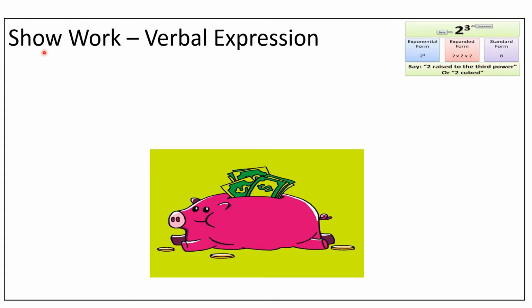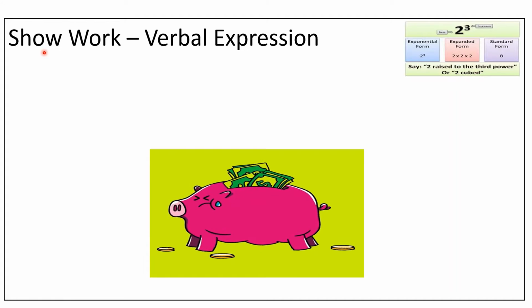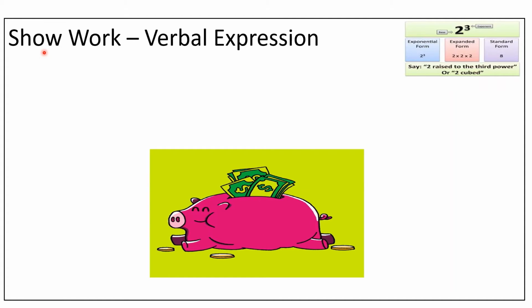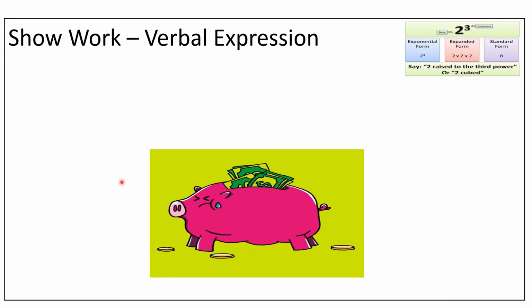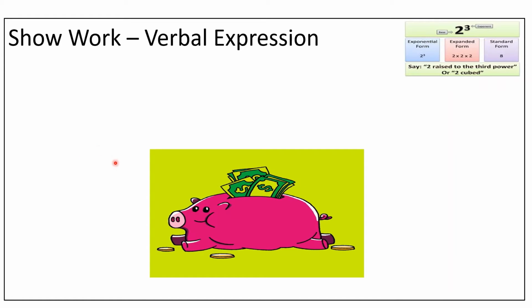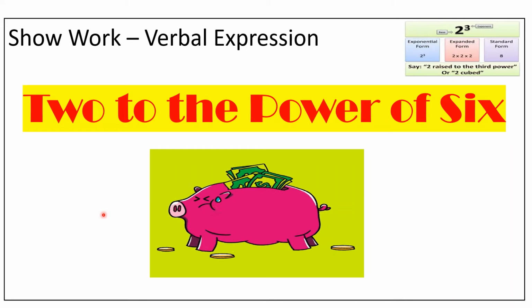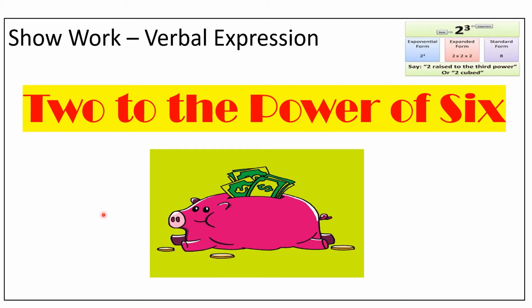Okay, the first thing we did was we were like, show your work. So Lennox said that he wanted to save $2 on the first day and double that money, saving it each additional day for 6 days straight. To put this in verbal form, it would be 2 to the 6th power.